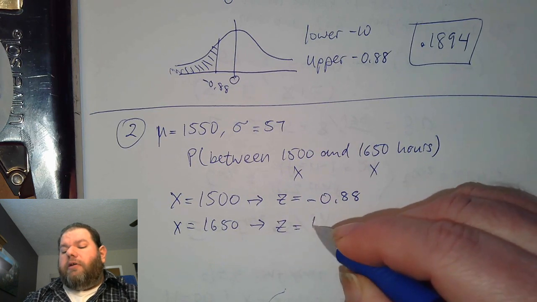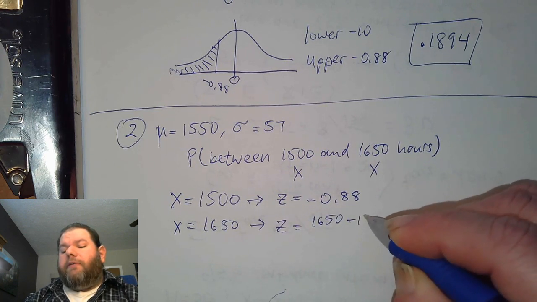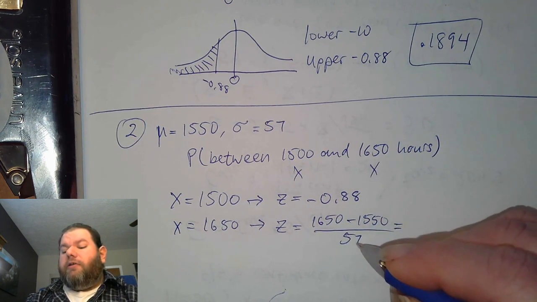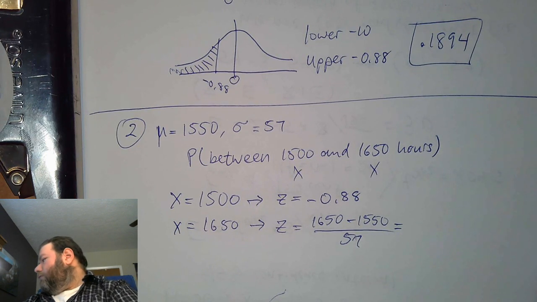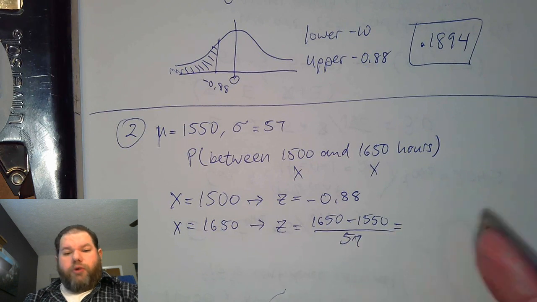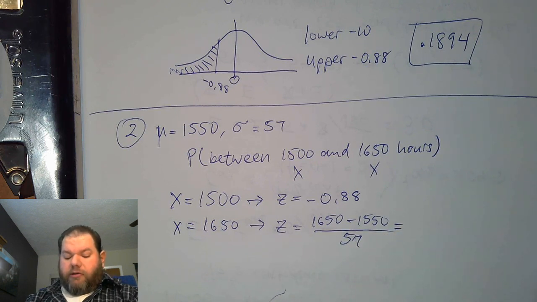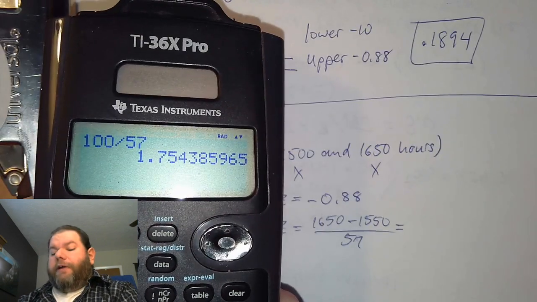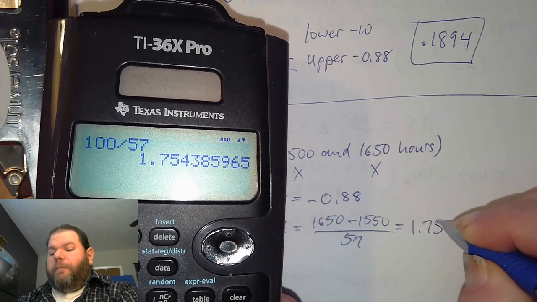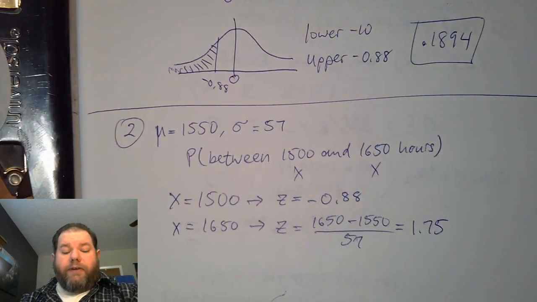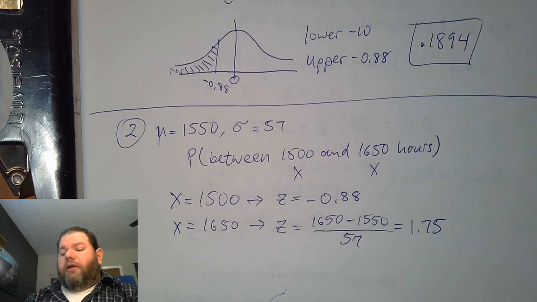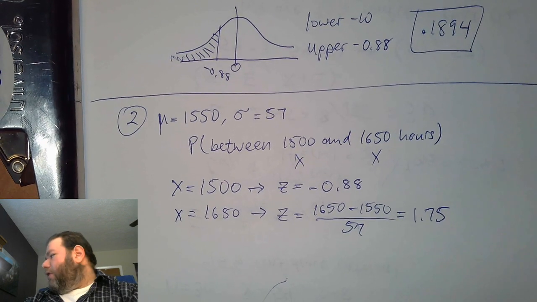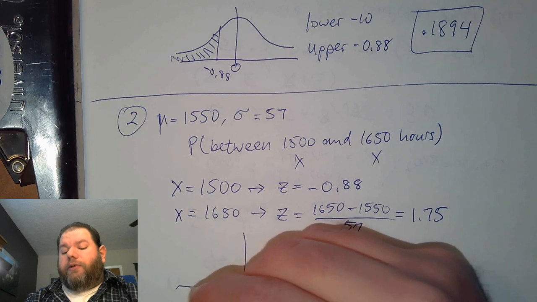So z will equal our x 1650 minus mu 1550 over sigma 57. Subtracting, that's 100 divided by 57. And we'll round that to 1.75. Again, 2 decimal places for z-scores always. And already we can see right here our two boundaries on our shaded area. Anytime it's between, it's just those two numbers.